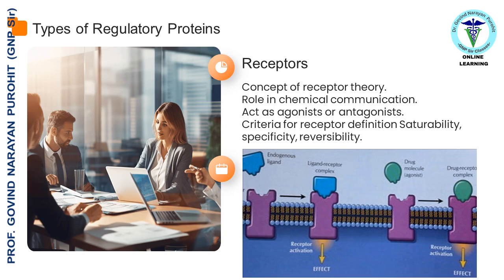Four main regulatory proteins are commonly involved as primary drug targets: receptors, enzymes, carrier molecules and ion channels. Receptors are sensing elements in the system of chemical communications that coordinate the function of different cells in the body, the chemical messengers being hormones, transmitter substances or other mediators. Receptors have a role in chemical communication. Receptors act as agonists or antagonists.